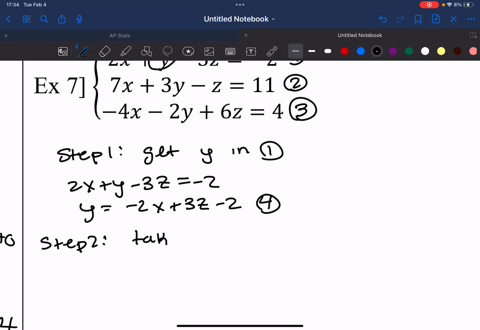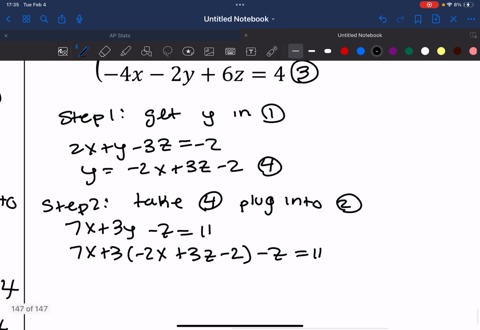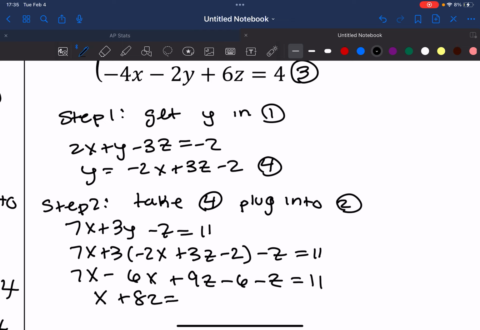Step 2. I'm going to take 4 and plug into 2. So that's 7x plus 3y minus z is equal to 11. Instead of y, I'm going to put what we got for equation 4. So 7x plus 3 times negative 2x plus 3z minus 2 minus z is equal to 11. 7x minus 6x plus 9z minus 6 minus z equals 11. So x plus 8z is equal to 17. That is equation 5.